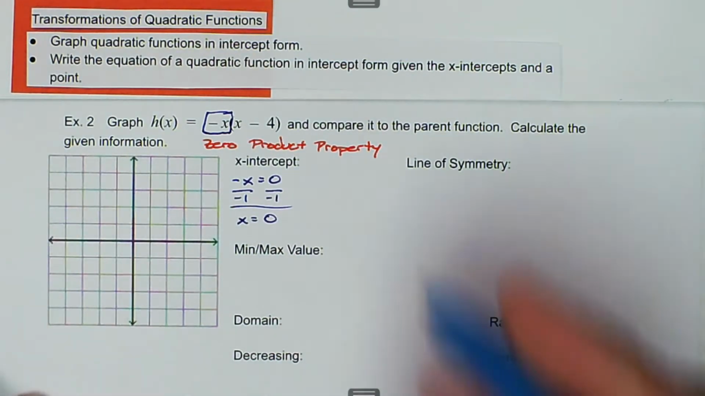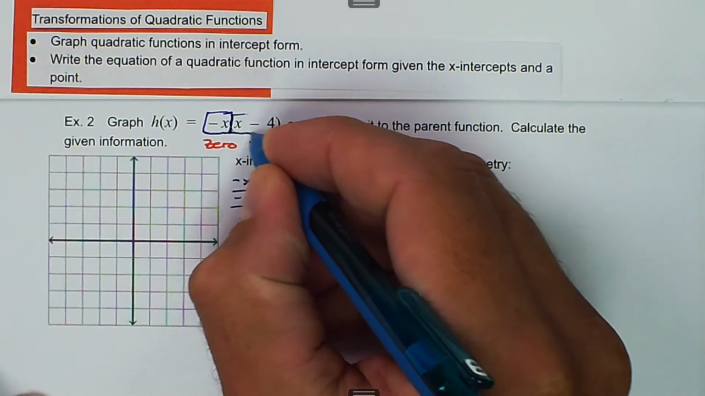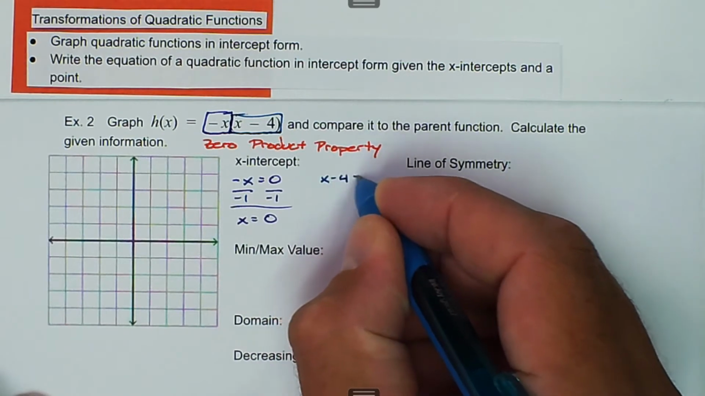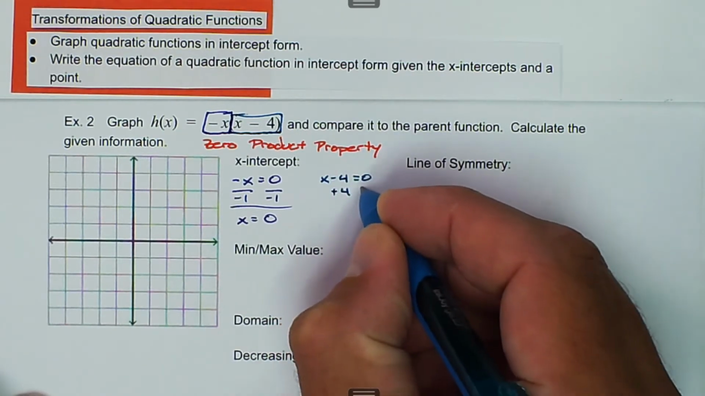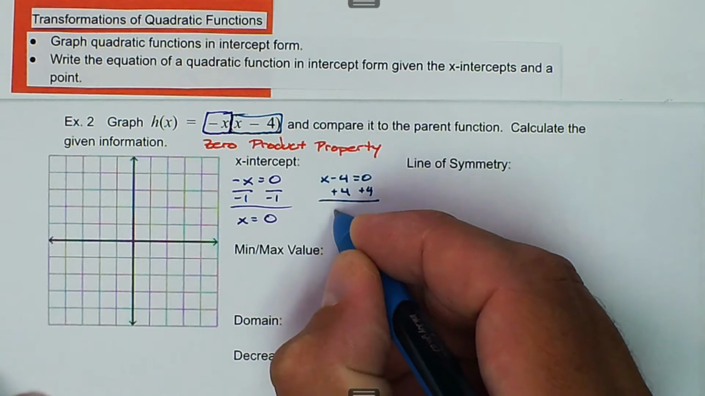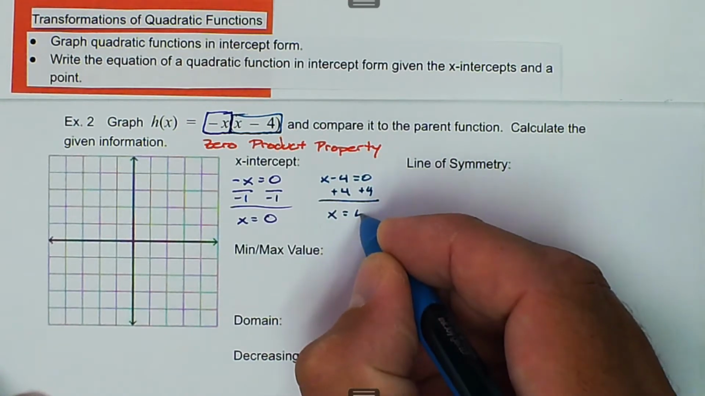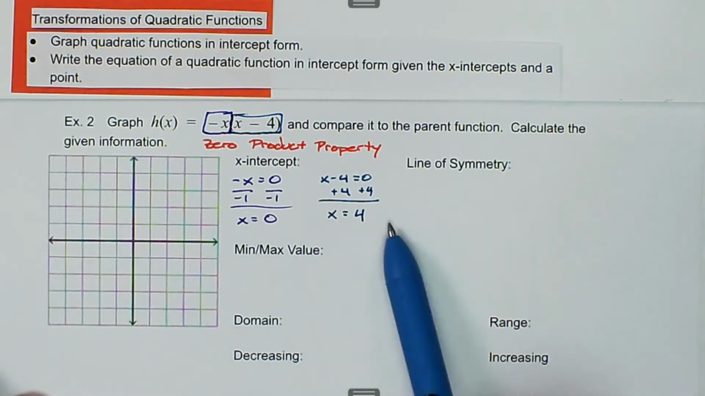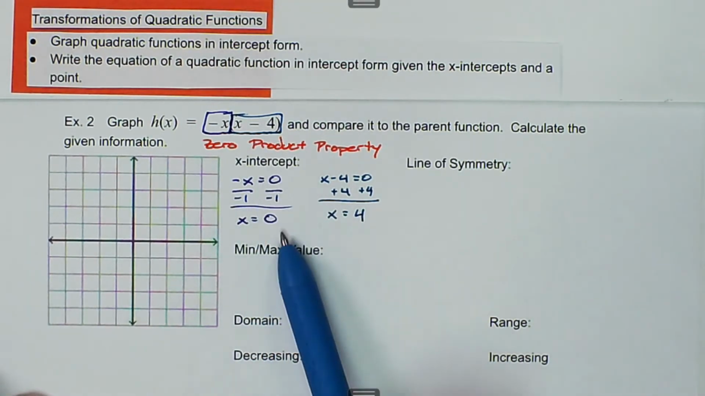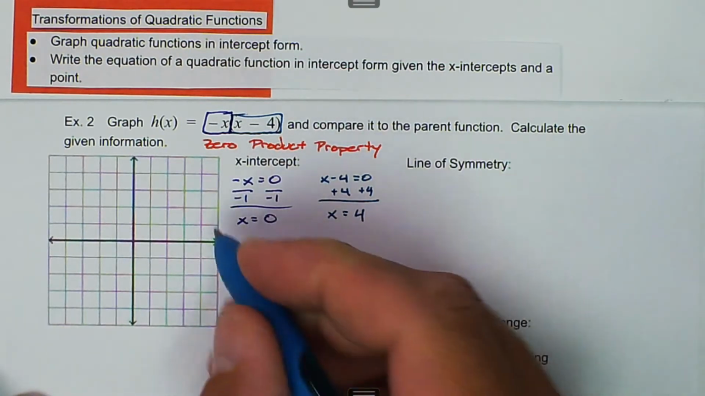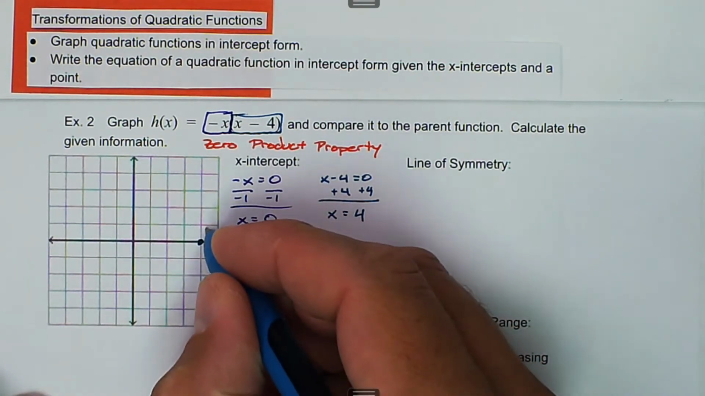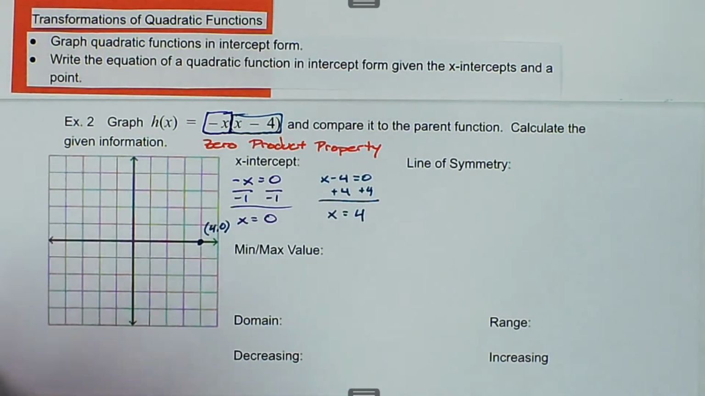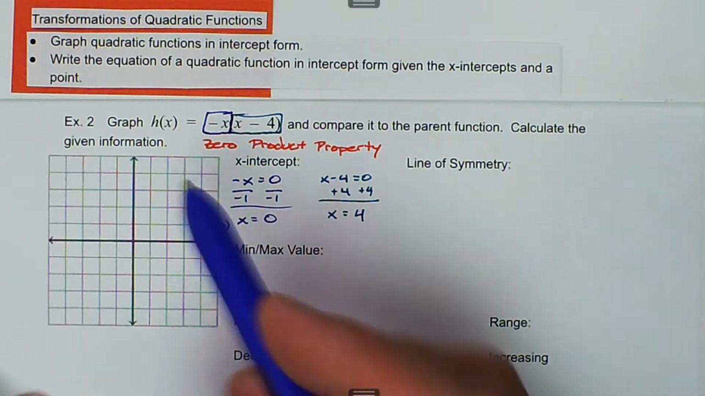Next one that we're going to look at is the binomial x minus 4. We set that equal to 0. So x minus 4 equals 0. Add 4, and we get x is equal to 4. So these are the x-intercepts. We have one at x equals 4, so that's going to be 4, 0. And then we have another one at 0, 0.